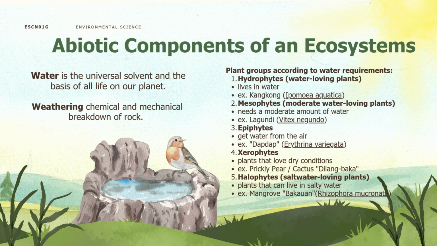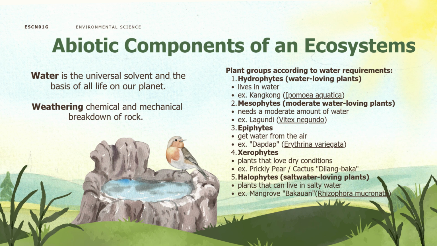When we talk about weathering, this can be a chemical or mechanical way of breaking down rocks that later on produces what? Soil. Without water, there are still some agents of weathering, obviously, but water plays a major role in how rocks are weathered. Now let's hop into how water affects the different plants that we have here on Earth.